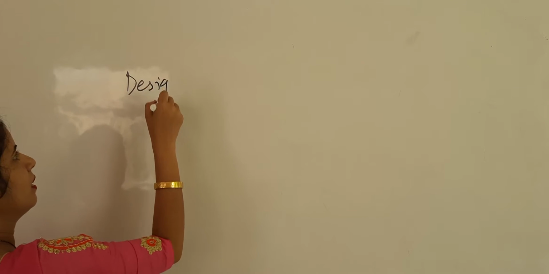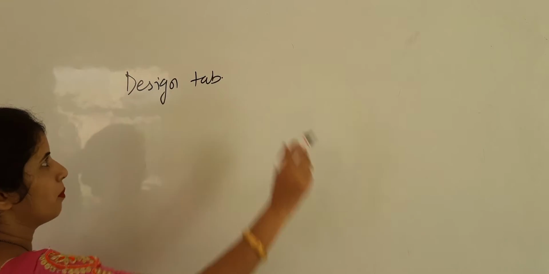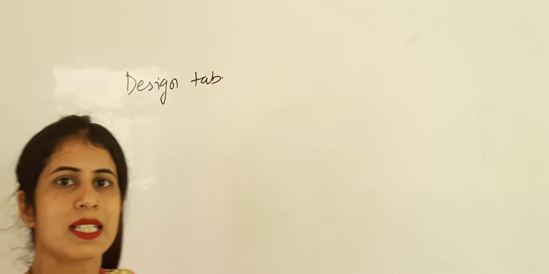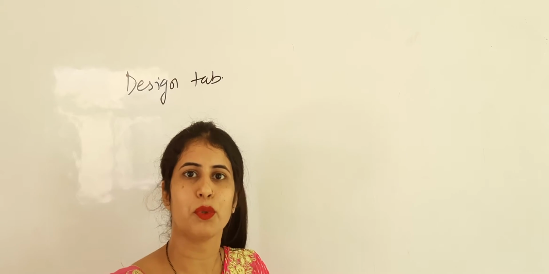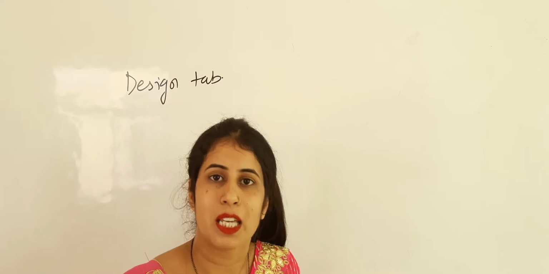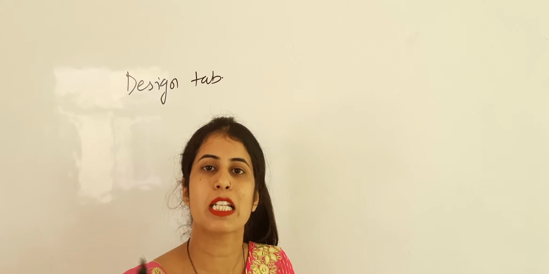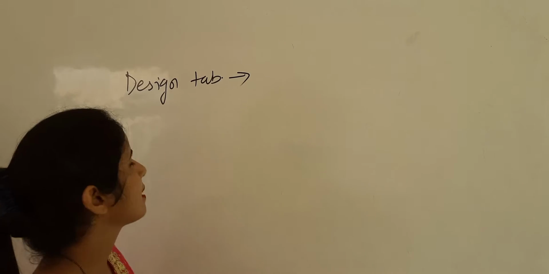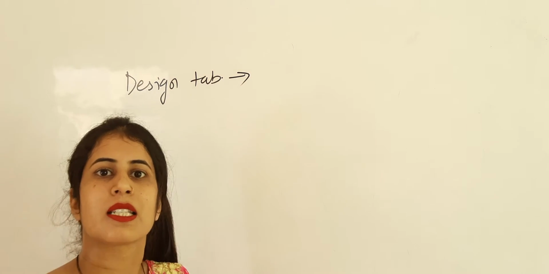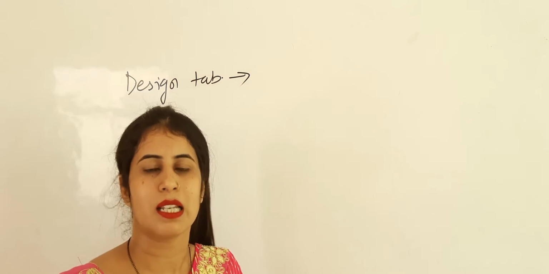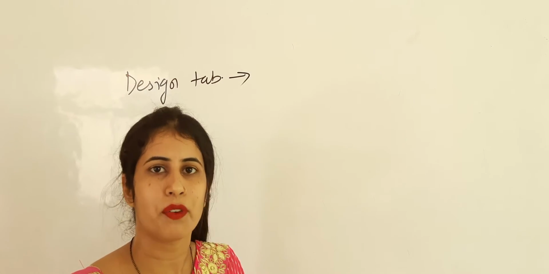First is how to use the theme. To use the theme, we should use the Design tab. With the help of the Design tab, we are able to get the number of themes that are present in our MS PowerPoint software. We had studied this, but I am revising it so that you can start the new topic easily. It will not be difficult for you.